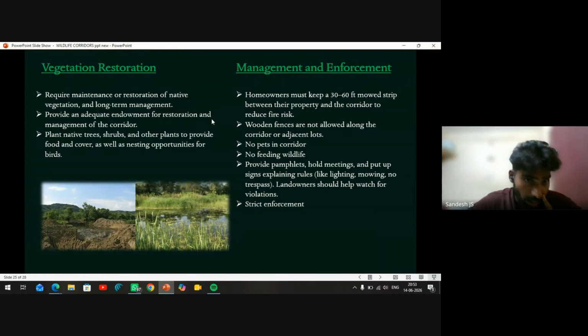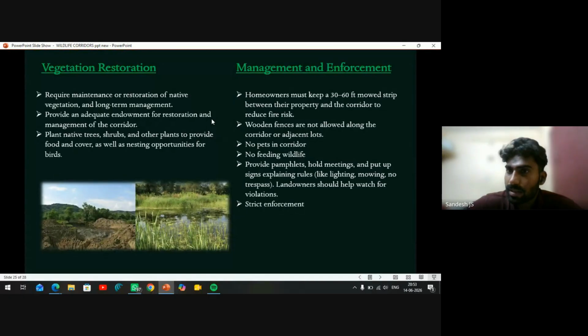So plant native trees, not any exotic or imported trees. Native trees, shrubs and other plants provide food and cover, as well as nesting opportunities for birds. So it also helps other species like birds for their survival.